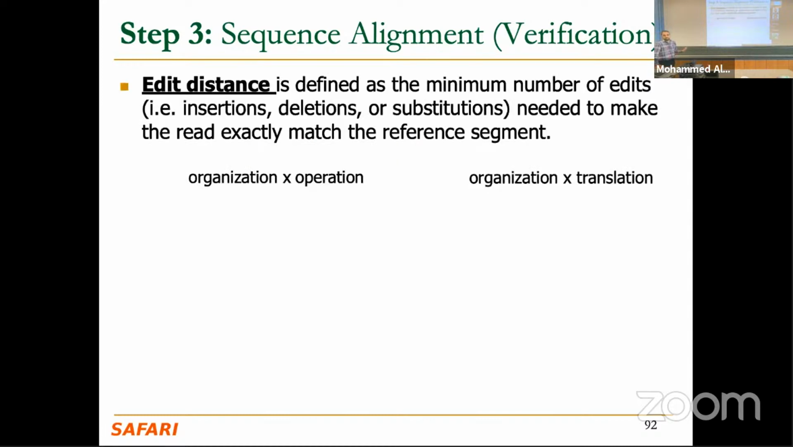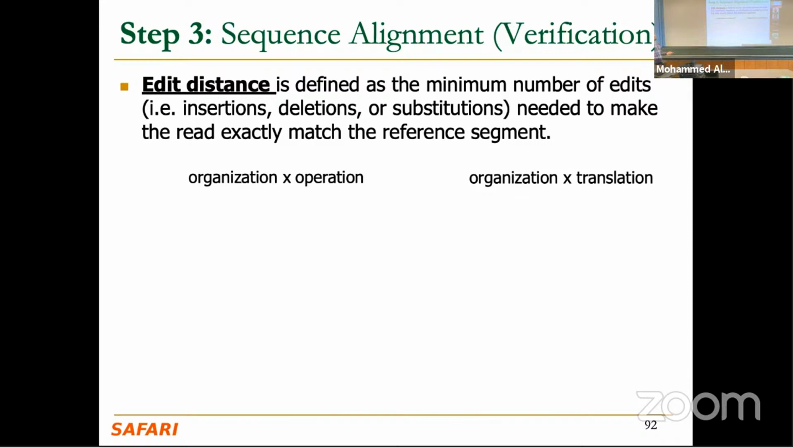Okay, what do we mean by sequence alignment or dynamic programming table? One way to do it is to calculate edit distance, which is defined as the minimum number of edits, which could be insertion, deletion, or substitution, needed to make one sequence look exactly like the other sequence. So you have two sequences. You want to make one look exactly as the other. What you should do is make some changes to the first sequence so that it looks like the other one, right?